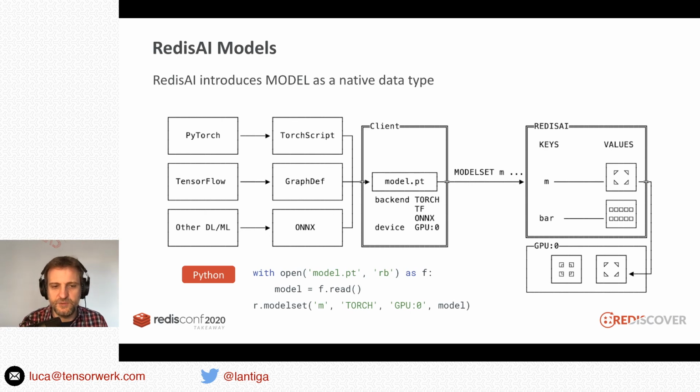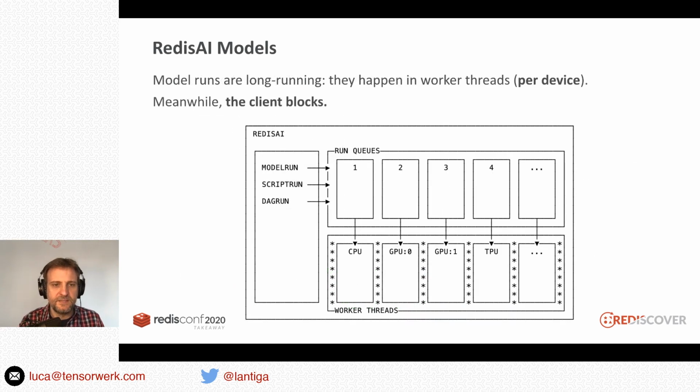And this is the way you do it in Python. So say you already saved a protocol buffer representation of the computation using, for example, a framework. In this case, it's a PyTorch serialized computation. And then you can read it from the file and set it. When you set it, then you can execute it.